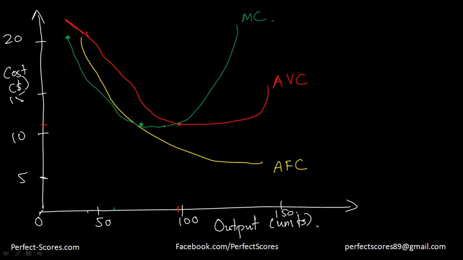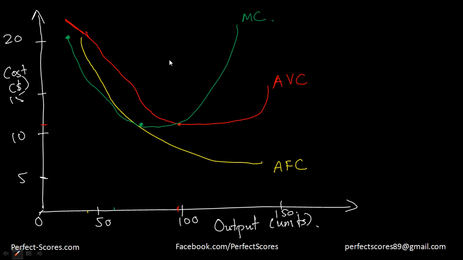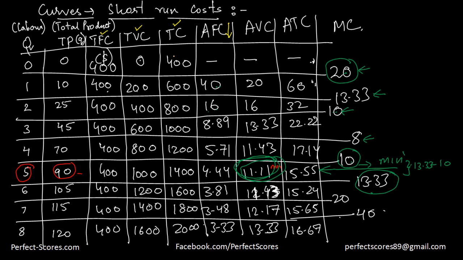Now let's actually go ahead and draw the average total cost. Now what happens to the average total cost? Now let's see. Average total cost is nothing but your average fixed cost plus your average variable cost. That is what your average total cost is. So this curve is actually going to be, again, when is average total cost cut by the marginal cost? So if you see the average total cost here, what's the minimum of average total cost?